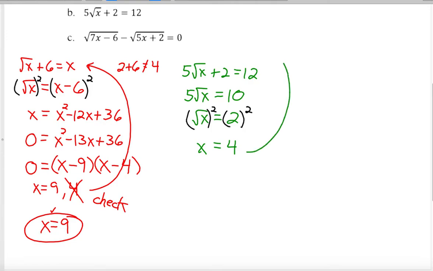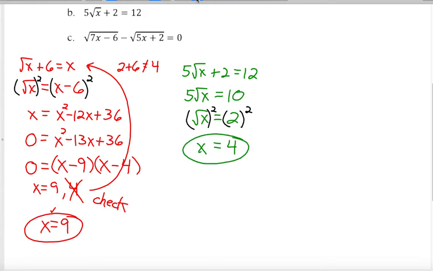Let's check if that works in the original problem. 5 times the square root of 4, which is 2, plus 2, does that equal 12? 10 plus 2 is 12. It works. So x equals 4 is my answer.